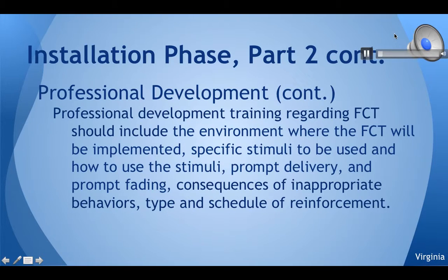The BCBA will also train the staff on FCT and how to implement the student's individual FCT. In the FCT training, the staff will learn the environments where the FCT will be implemented, specific stimuli to be used, and how to use the stimuli, prompts that should be used, how to fade prompts to promote independence, consequences for inappropriate behavior, types of reinforcement that should be used, and the schedule of reinforcement.